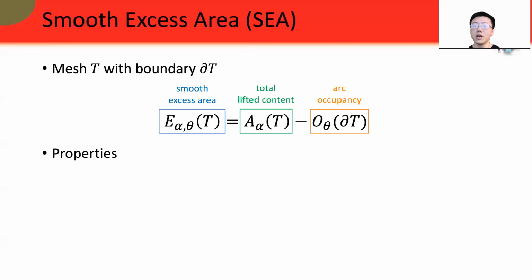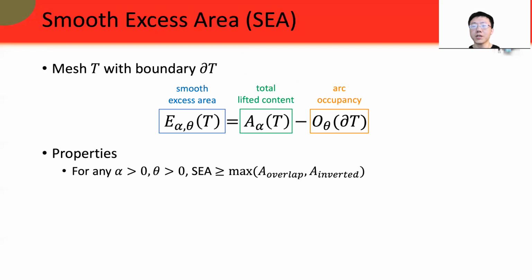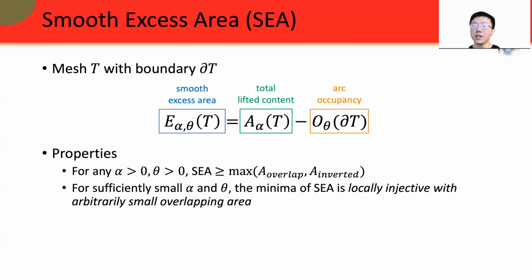We show that for any positive parameters, this energy, just like the excess area, is greater than both the overlapping and the inverted area of the map, so it captures non-injectivity. Although larger alpha and theta lead to smoother energy, we show that for sufficiently small alpha and theta, the global minima of the energy is guaranteed to be locally injective, and its overlapping area is bounded by an arbitrarily small constant.